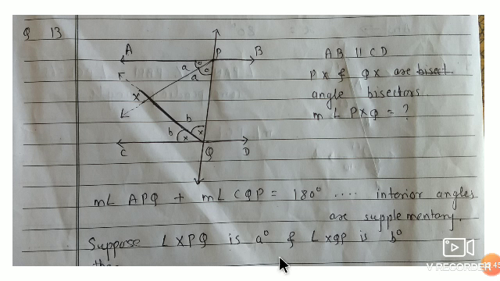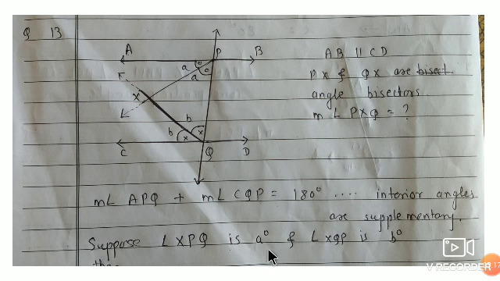Question 13. In the adjoining figure, line AB is parallel to line CD and PQ is their transversal. The ray PX and the ray QX are the angle bisectors, so each divides the angle into two equal parts. Then find the measure of angle PXQ. This angle we have to find out here.